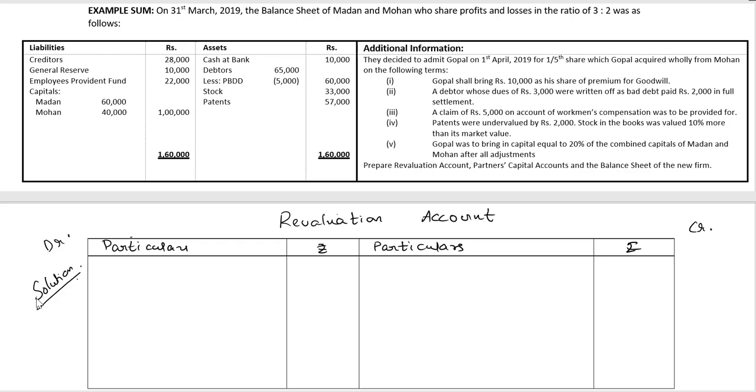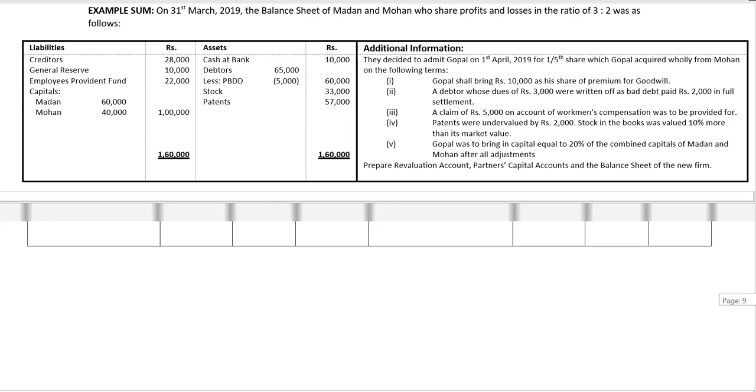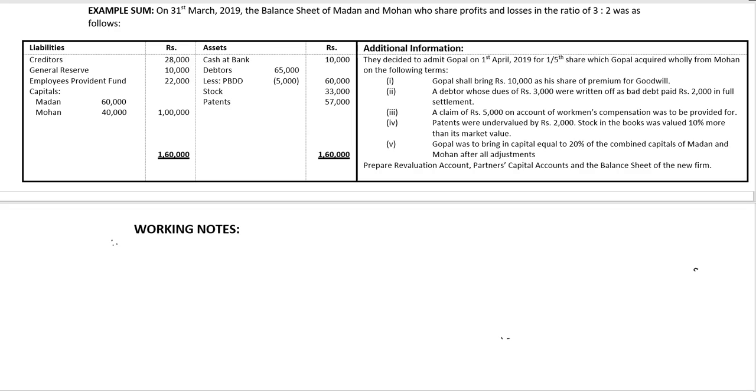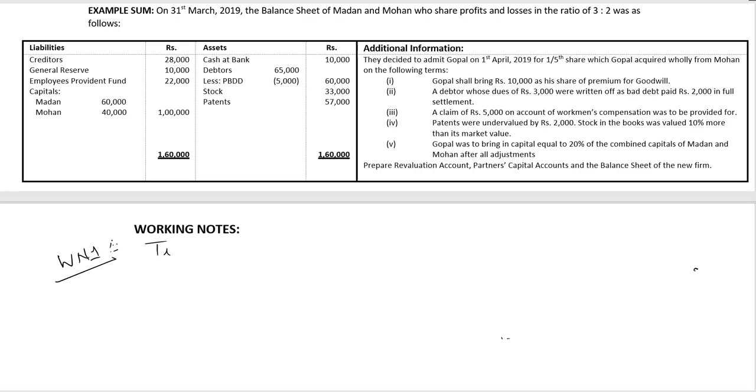The first point is about the premium for goodwill. The second point says a debtor whose dues of rupees 3,000 were written off as bad debts paid rupees 2,000 in full settlement. So a debtor whose dues of 3,000 was earlier written off as bad debts has given us rupees 2,000. It's bad debts recovered. We'll see how to treat bad debts recovered in the working notes. So working note 1 is treatment of bad debts recovered.